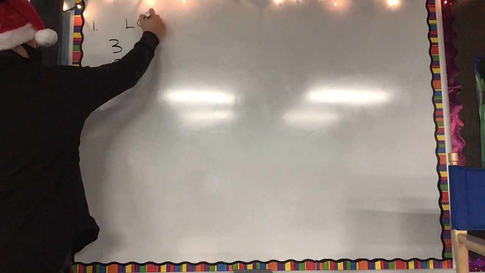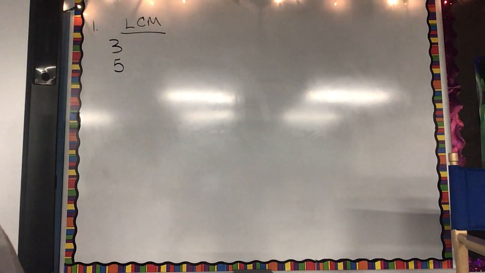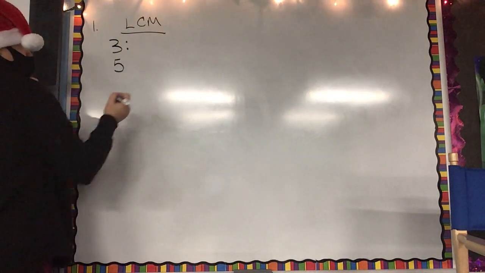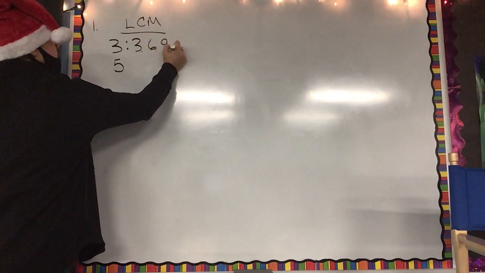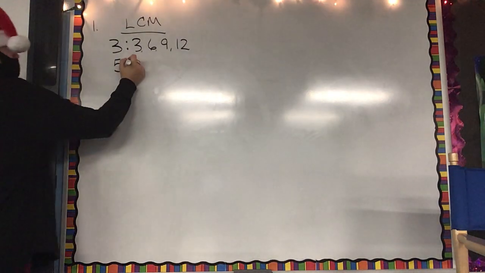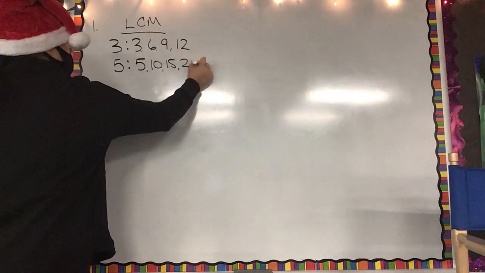And let's do 3 and 5. And we're going to find the LCM here. What does LCM stand for? Least common multiple. Good. All right, so we're going to make a list. Let's list our multiples of 3. Ready? 3, 6, 9, 12. Okay, stop. There's 4 numbers. Let's list them for 5. Ready? 5, 10, 15, 20. Stop.